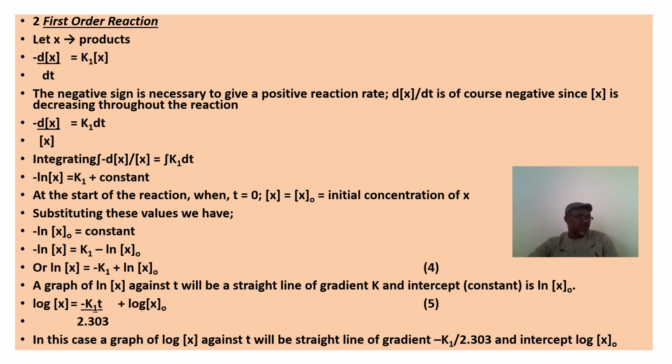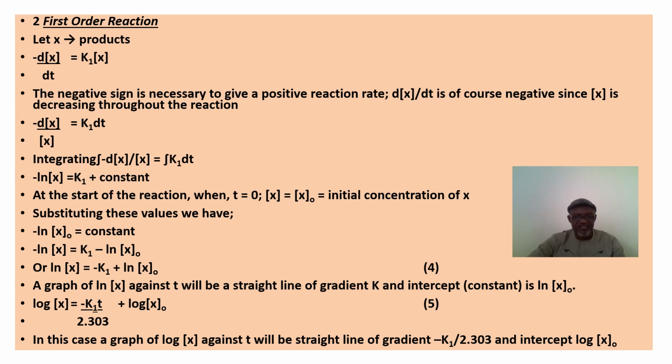This time again, we'll reduce this to a straight line graph. So a graph of ln x against t will be a straight line of gradient minus k1, and the intercept, that is the constant, will be ln x0. Of course, we can also convert ln to log, and that gives us equation 5, if we remember that ln x is equal to 2.303 log x. So we can move from equation 4 to equation 5.